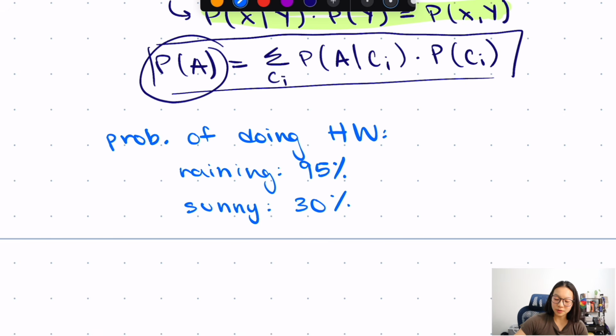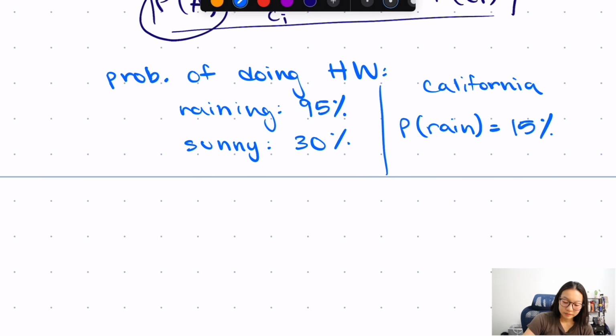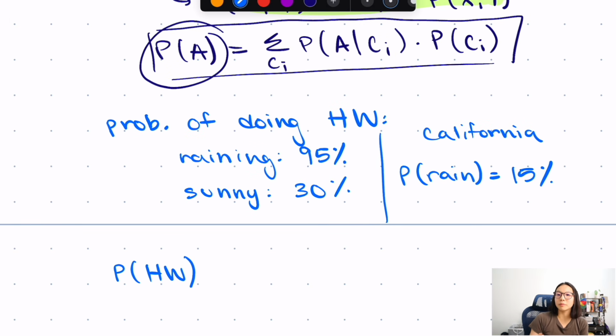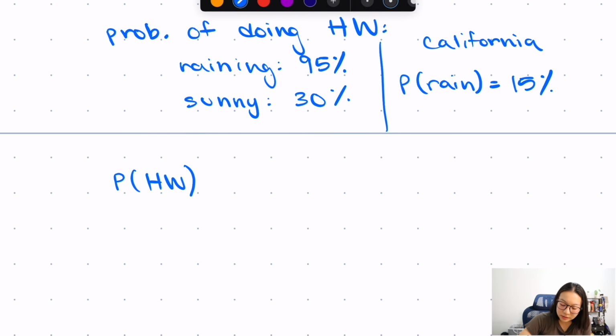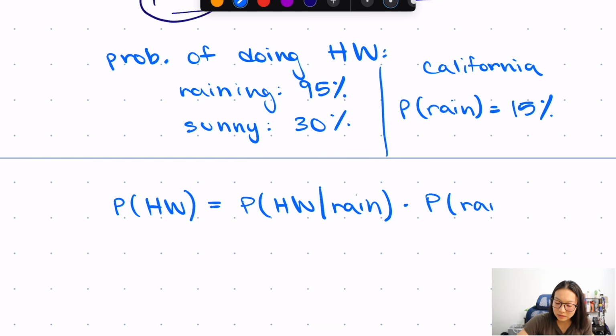Okay, and we also know that, let's say we live in California, and the probability of rain in California is equal to 15% of the time. On a random day, what is the probability that I am doing homework? Well, I don't know the total probability of homework, but what I do know is the probabilities given if it's raining or if it's sunny, and I know the probability that it will rain, right? And so what this actually ends up equaling is the probability that I do my homework given the rain times the probability that it rains, plus the probability that I do my homework given that it's sunny times the probability of sun.